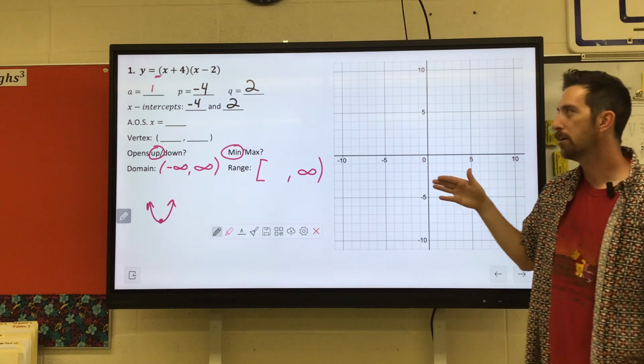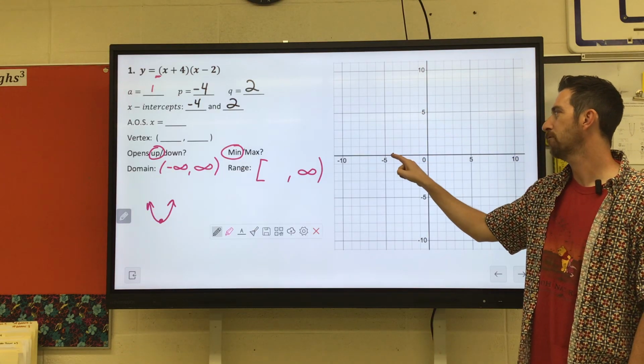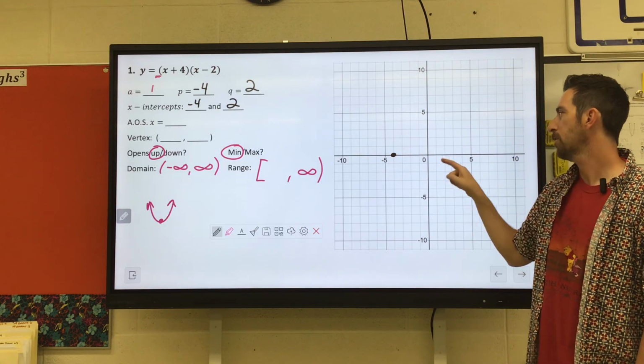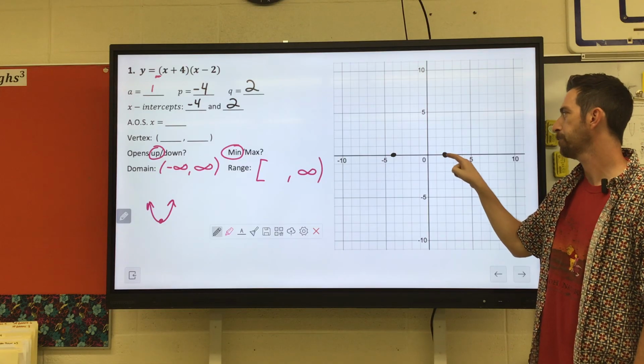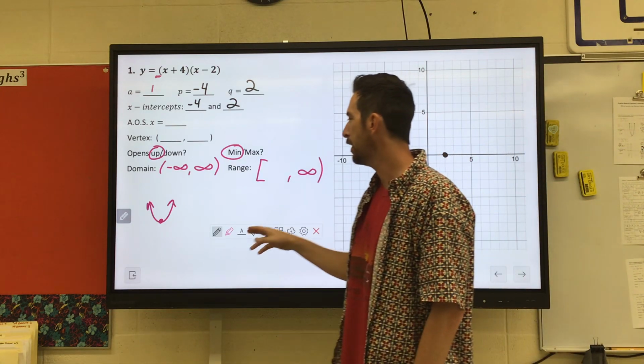So we're going to plot our x-intercepts. The x-axis is the flat one. It's going to cross there at negative 4, and it's going to cross at positive 2. Great. Oh my goodness. That wasn't even too bad.